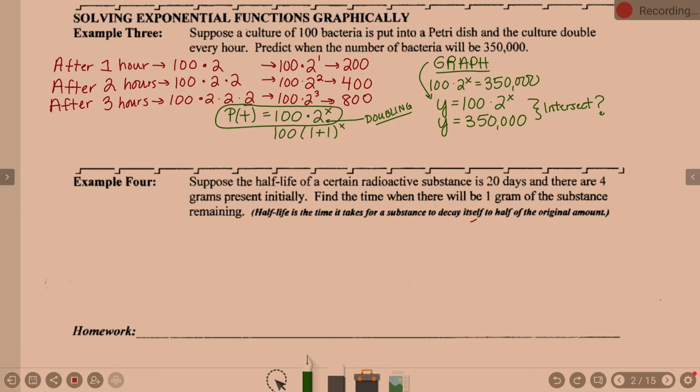Okay, grab those calculators if you haven't already. Oh no, my TV turned off.